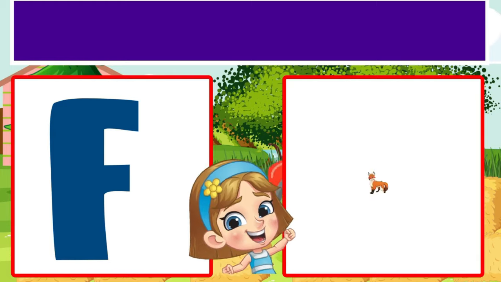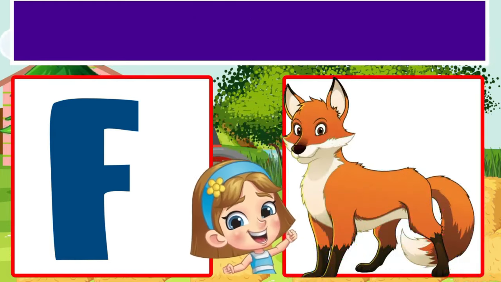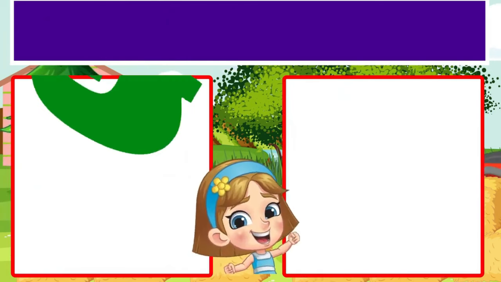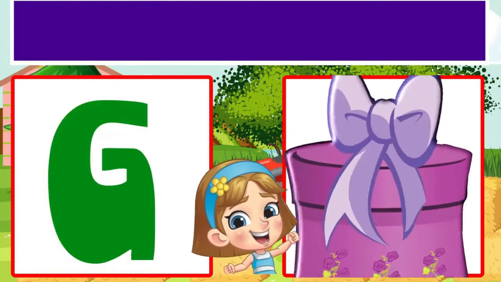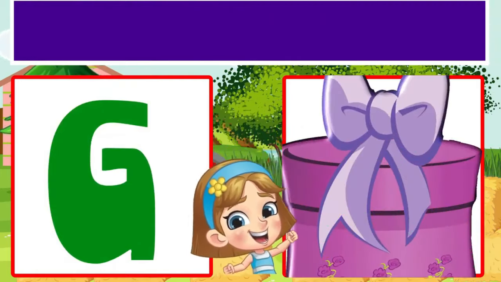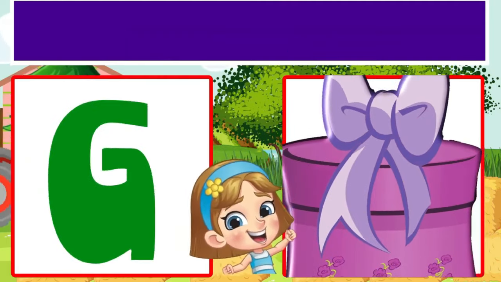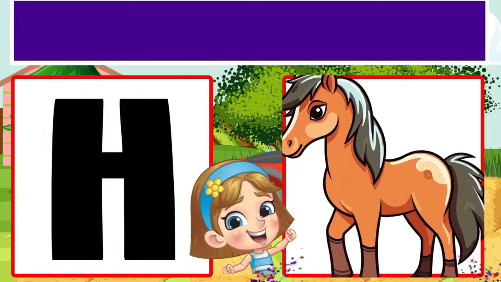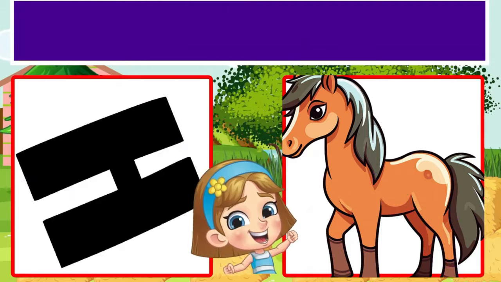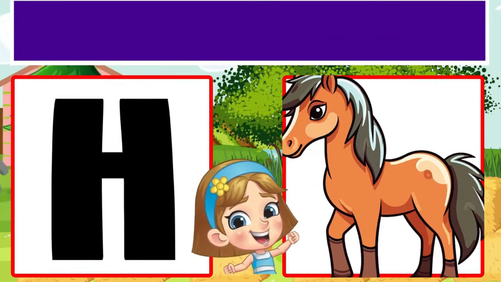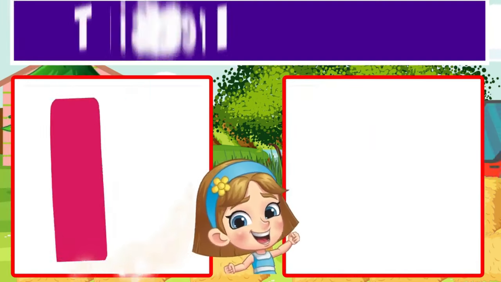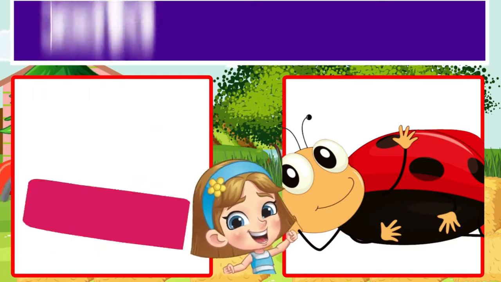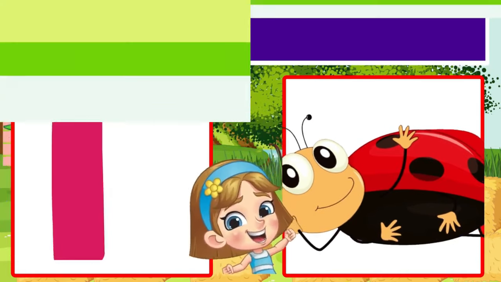This is letter F. Fox. F for fox. This is letter G. Gift. G for gift. This is letter H. Horse. H for horse. This is letter I. Insect. I for insect.